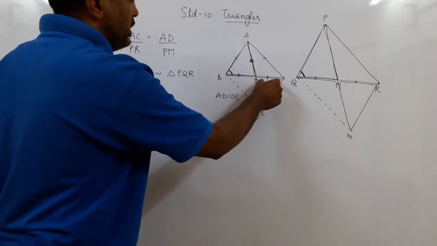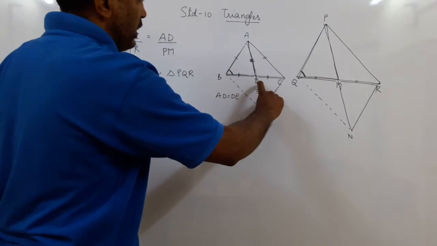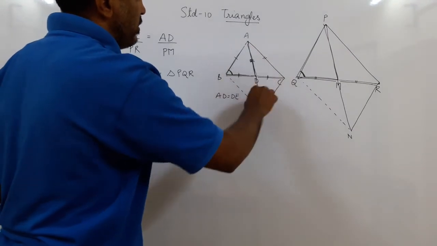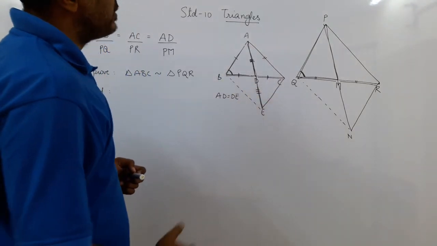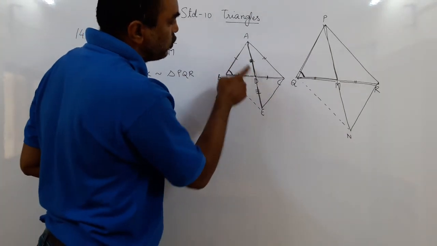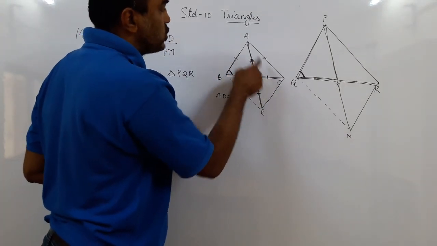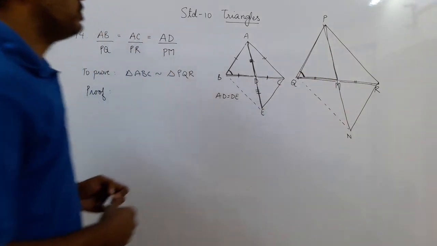So BD equal to DC and I drew AD equal to DE. So because the diagonals are bisecting each other. How do you bisect? This diagonal cut this into two equal parts and this diagonal is cut. So this becomes a parallelogram.